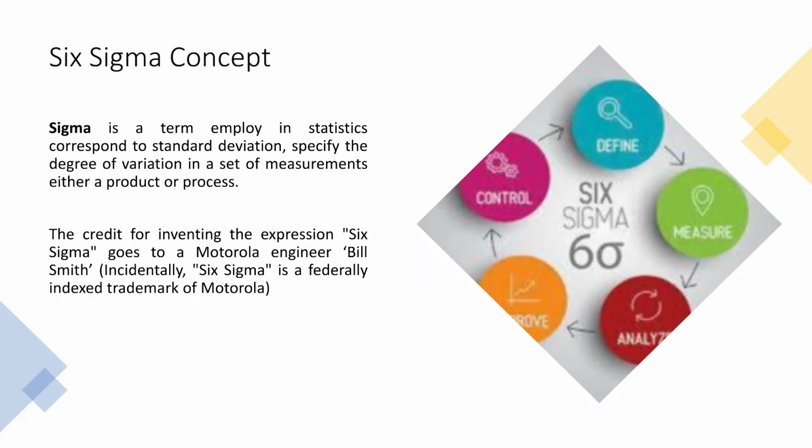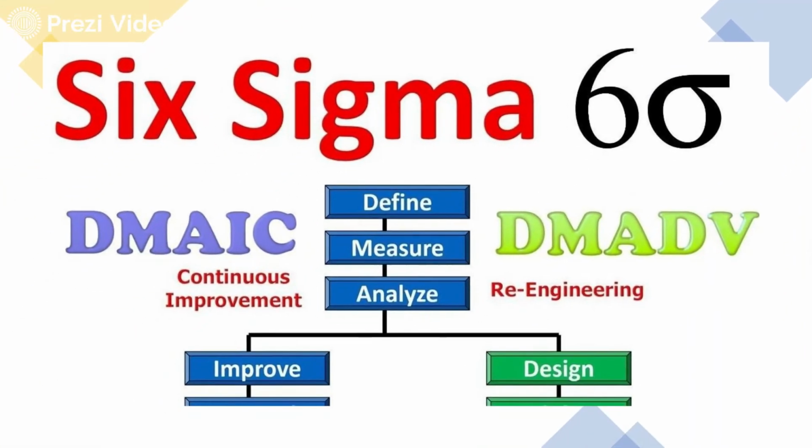The term Six Sigma concept was first coined by a Motorola engineer named Bill Smith. Incidentally, Six Sigma is a federally registered trademark of Motorola. One can understand these are the system improvements which are being done to enhance the productivity of the company. For that, we need to understand and revise the system in a way that we work towards continuous improvement and also work for new innovations and re-engineering.